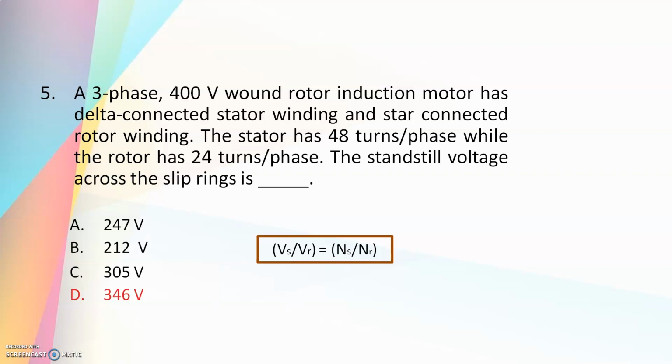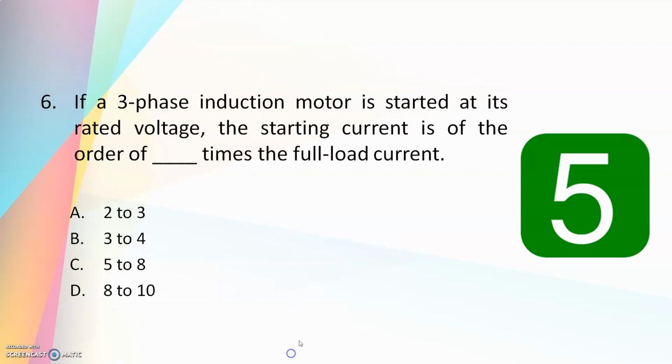An induction motor is similar to a transformer. Normally an induction motor is called a transformer with rotating secondary. Here also, similar to the turns ratio, you can say that stator voltage by rotor voltage equals stator number of turns divided by rotor number of turns. So from this equation you can calculate the standstill voltage across the slip rings. But you have to multiply it with root 3 as the rotor is star connected, and the answer will be 346 volts.